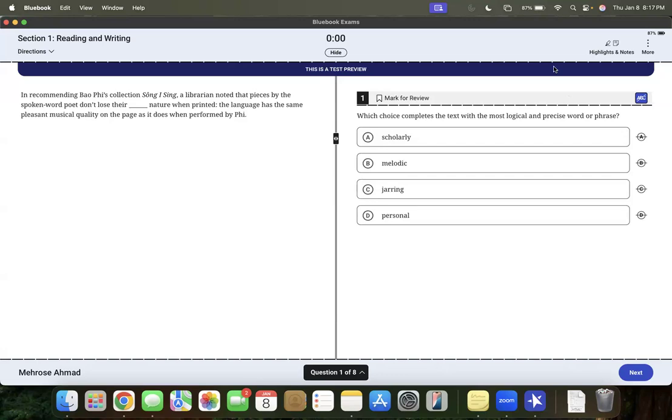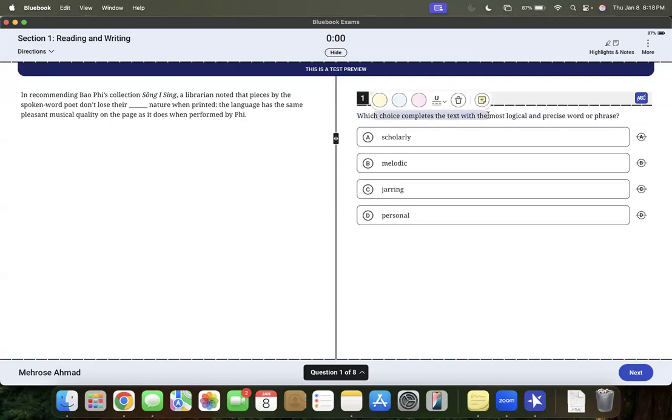For me, I've started to get into the habit of reading the question first, so I'll be doing that in today's session. But like I mentioned, it is student dependent. As long as you have decided on a strategy that you think works best for you beforehand and have practiced with that strategy beforehand, I think that's most important. Okay, so the question is, what choice completes the text with the most logical and precise word or phrase? Now let's look at a few options or features here.